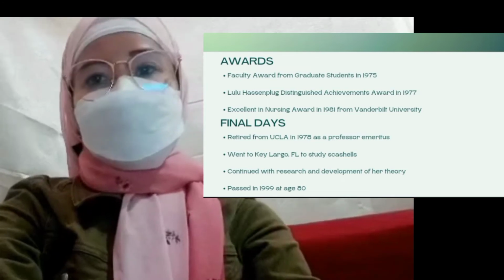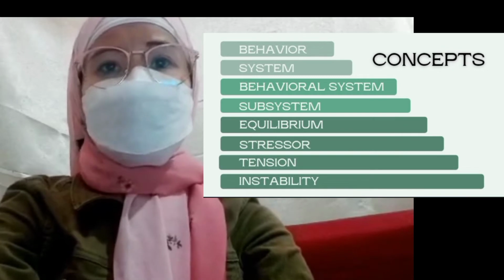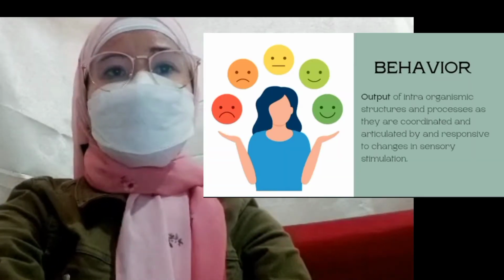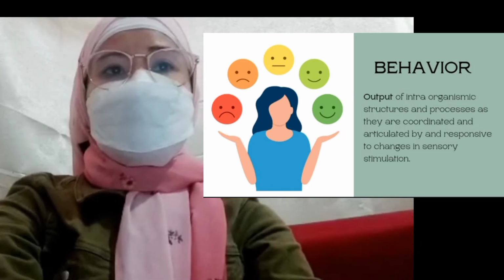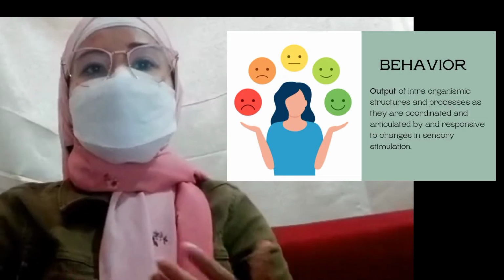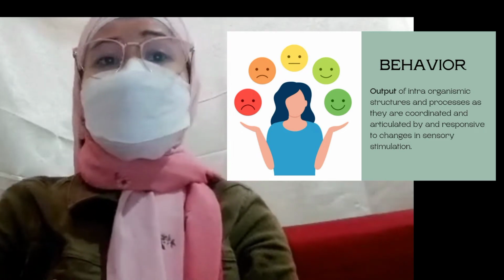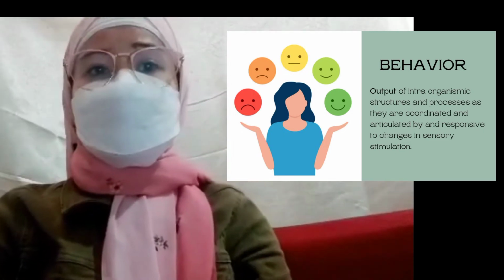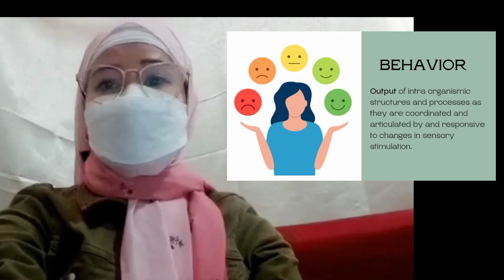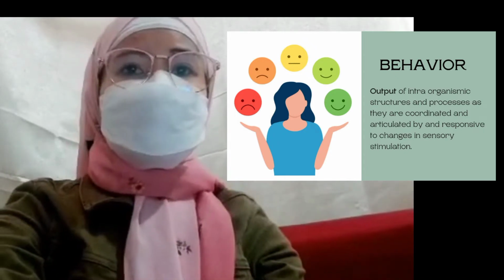And now to proceed with this topic, we are going to tackle the different concepts of the behavioral system model. For the first concept, we are going to tackle behavior. For Dorothy Johnson, behavior is an output of intra-organismic structures and processes as they are coordinated and articulated, responsive to changes in sensory stimulation. So, as per Dorothy Johnson, behavior is an output and a response to sensory stimulation.